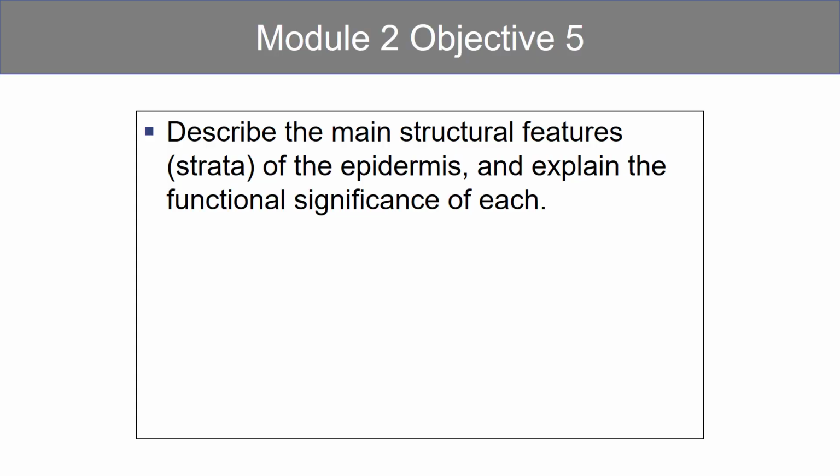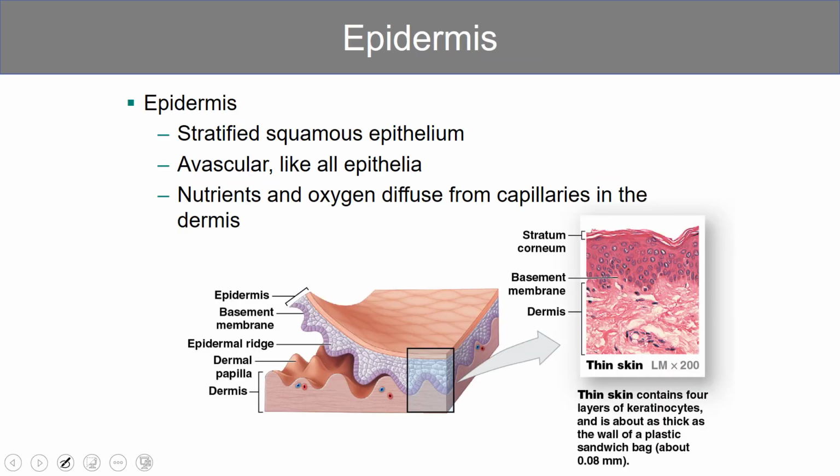Module 2, Objective 5: describe the main structural features or strata of the epidermis and explain the functional significance of each. The epidermis is a stratified squamous epithelium, and like all epithelia, it's avascular, so it doesn't have a blood supply. Nutrients and oxygen, as well as waste products, have to diffuse from the capillaries in the dermis.